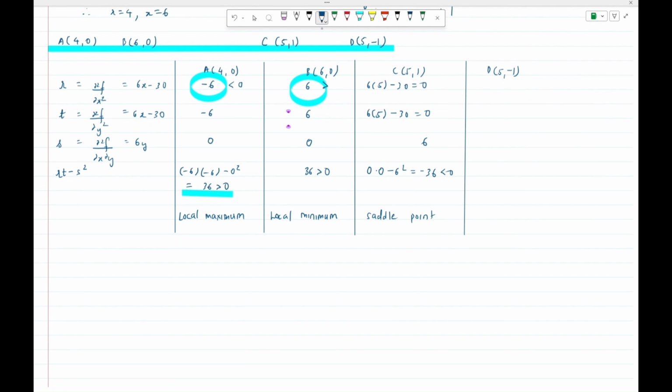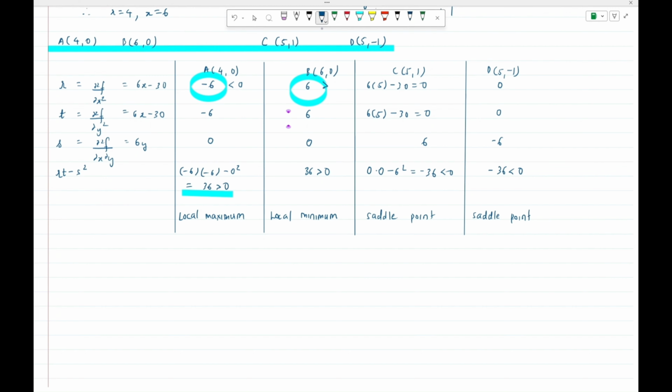For point D, we will again have (0, 0) and negative 6, and we go for the value of rt minus s square. It again turns out to be negative 36, which is a negative number, and so again point D is going to be a saddle point.